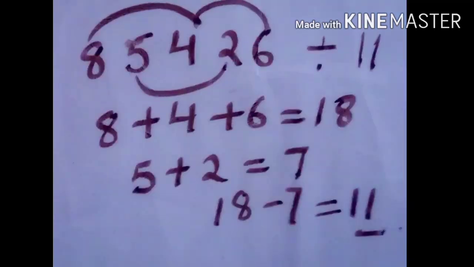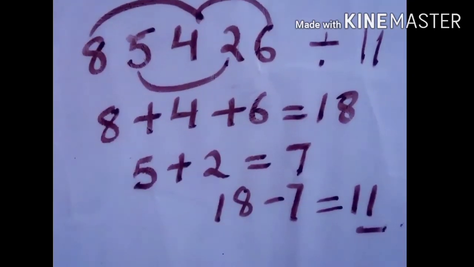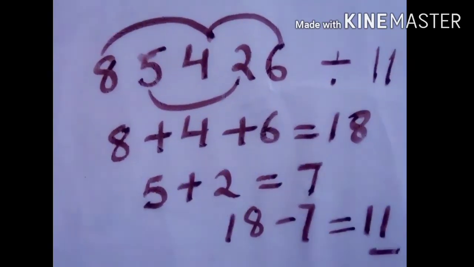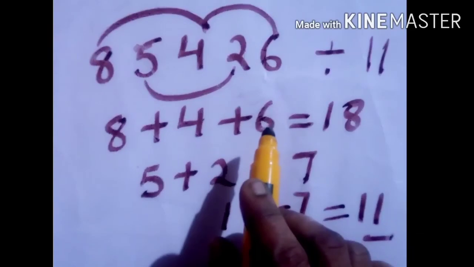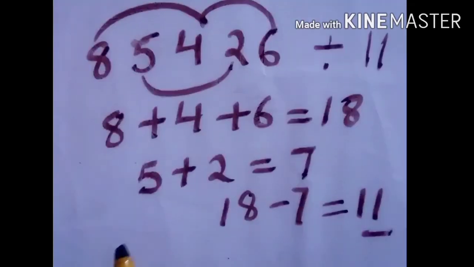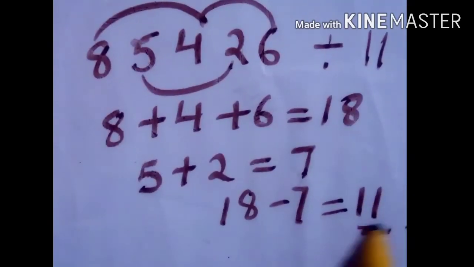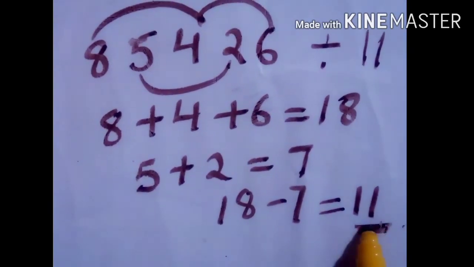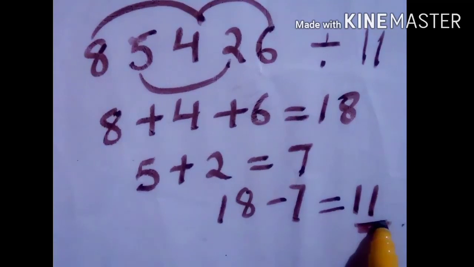Clear? That means a number is divisible by 11 if the difference between the sums of the alternate digits is 0 or a multiple of 11. 11 or a multiple of 11. It can be 22, 33, likewise.